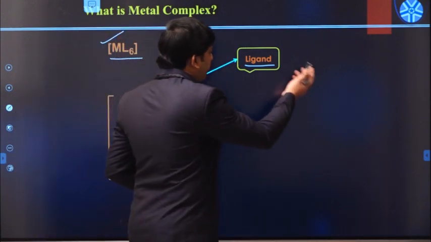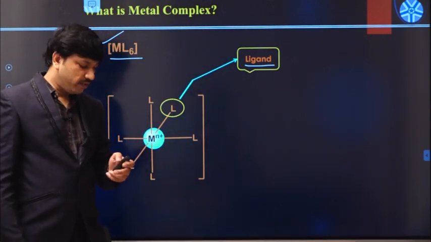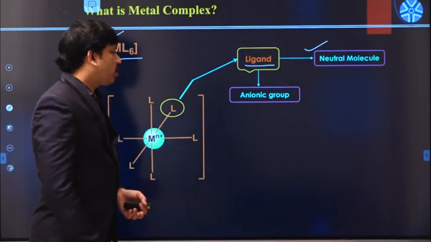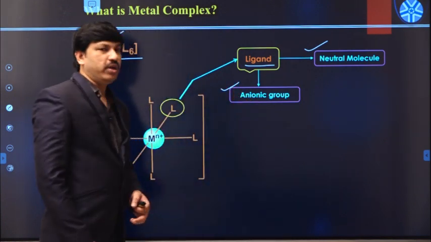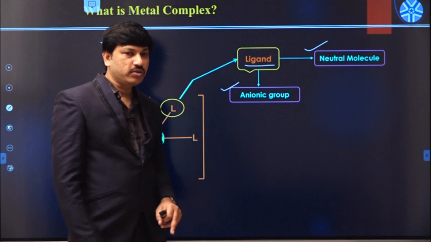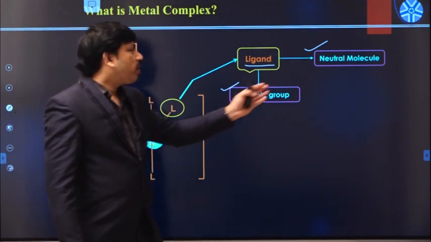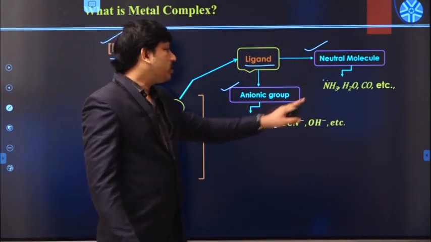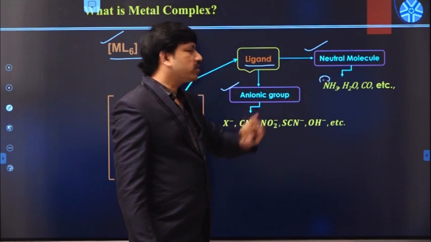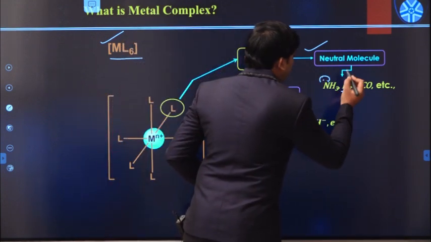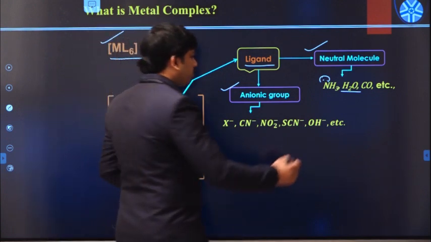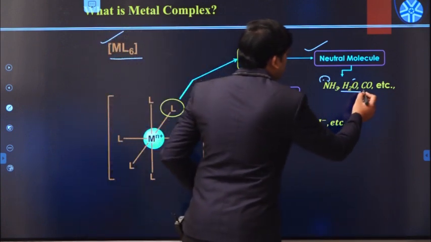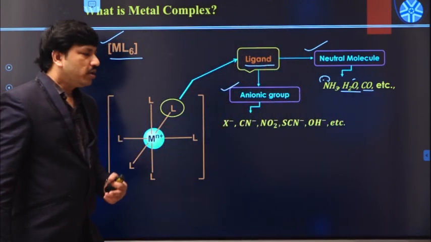Depending on the type of ligands, we can classify ligands into 2 different types: neutral molecules or neutral ligands, and anionic groups or anionic ligands. This is one broad classification. There are a number of examples of neutral molecules. For example, the ammonia molecule is a neutral molecule because the nitrogen center contains one lone pair of electrons. Similarly, the water molecule also acts as a neutral ligand because the oxygen center contains a lone pair of electrons, and even the CO molecule also acts as a neutral ligand.